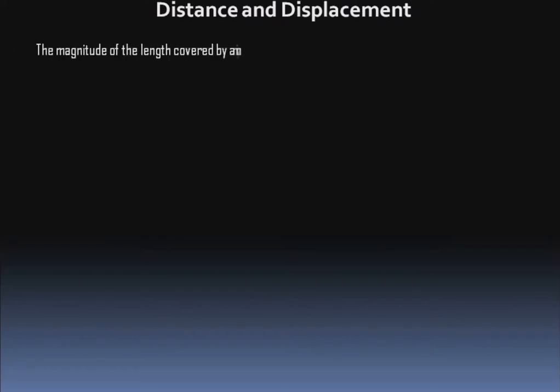In this video I will be continuing with the same chapter, that is motion, and we will be discussing many subtopics in this chapter. So the first topic is distance and displacement. So what is a distance? The magnitude of the length covered by a moving object is called distance. It has no directions.